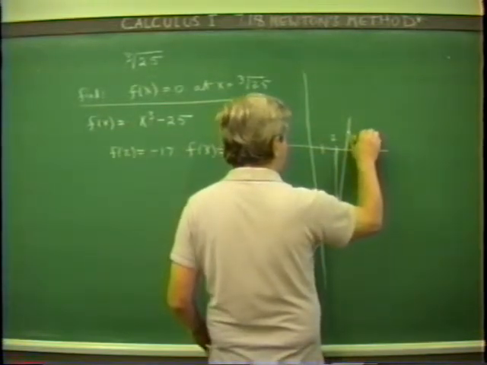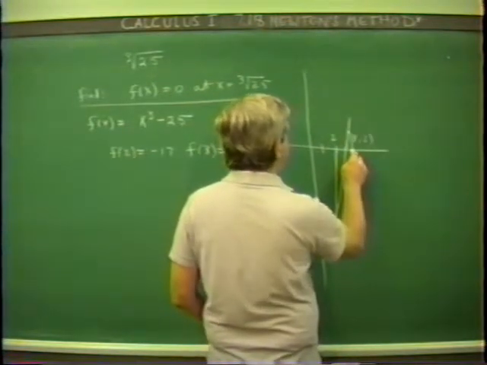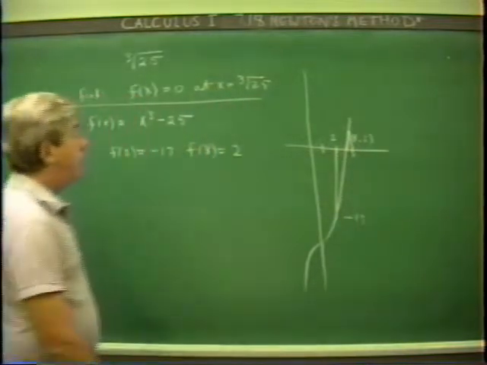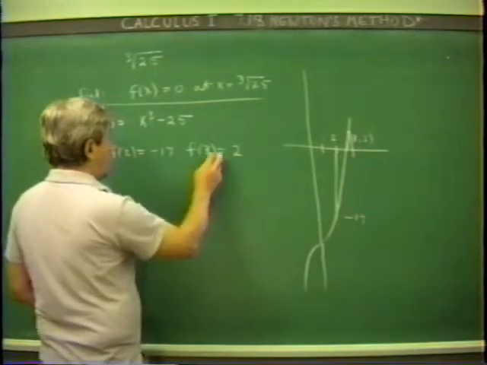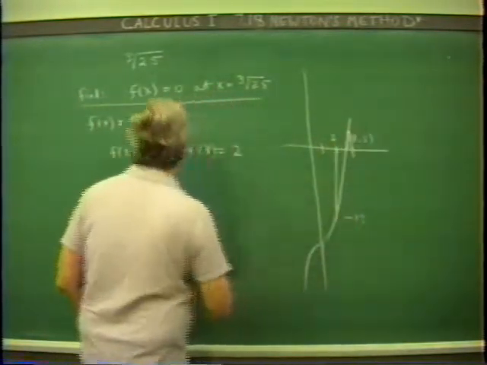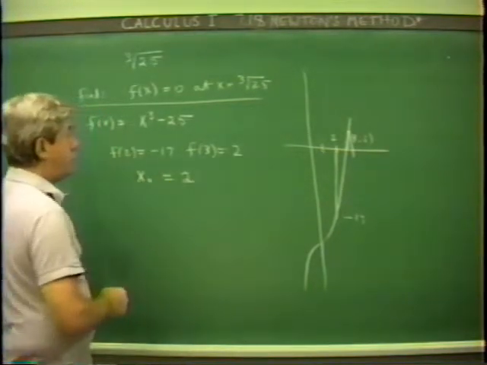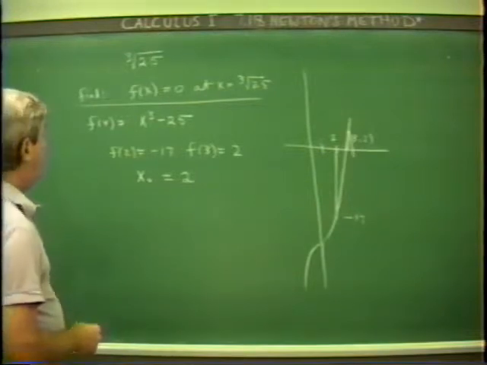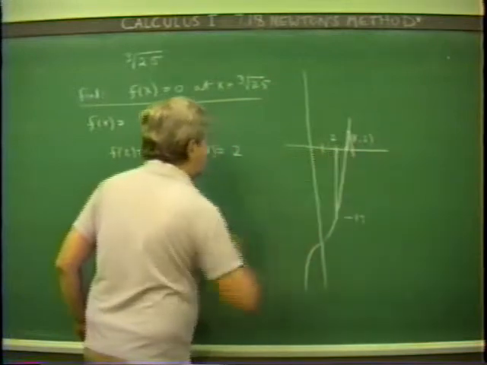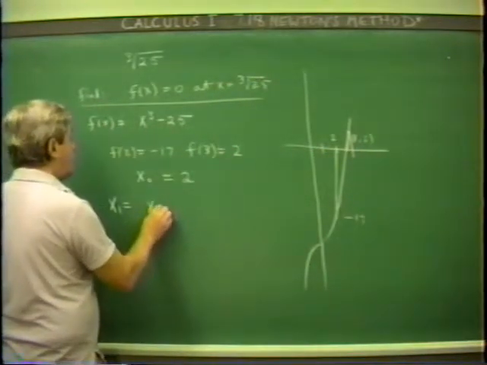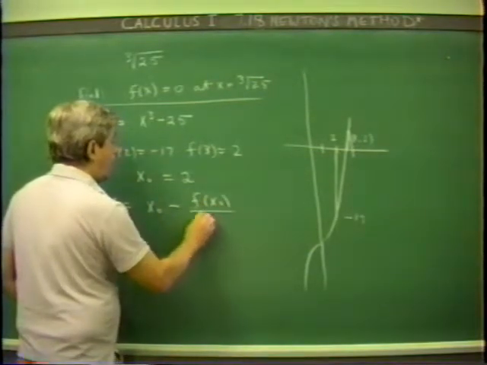Now we could use interpolation here to find out where a line would cross, but let's just begin with 3 here and start using Newton's method, taking the point 3 to 2, and tracing the tangent line down. So our first estimate is x0 equals 2. And then for x1, the second estimate, that's going to be where the tangent line crosses the x-axis.